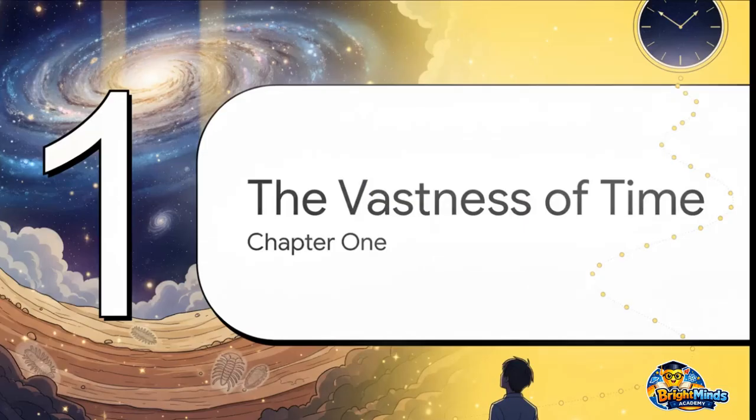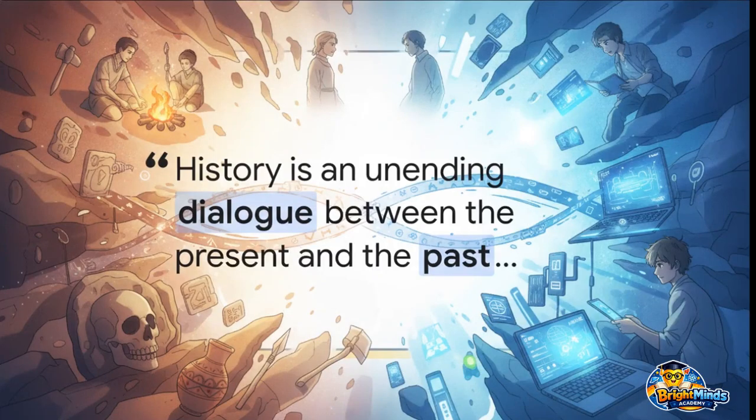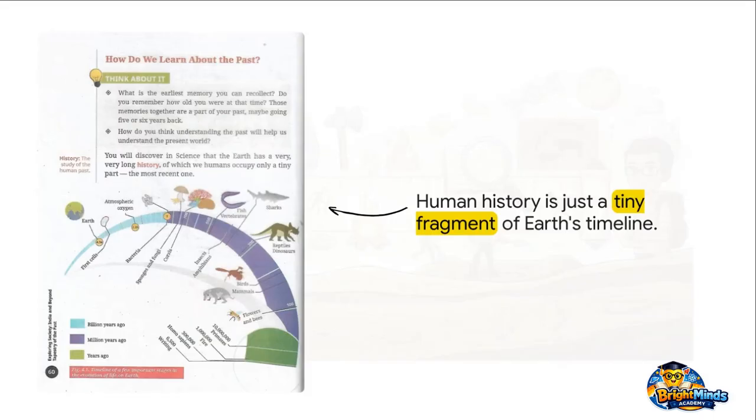The Vastness of Time. Before we can track the human story, we really have to wrap our heads around the sheer scale of it all. The famous historian E.H. Carr once noted that history is an unending dialogue between the present and the past. It's an active, ongoing conversation. We can only truly make sense of our modern world, like our current politics and our complex societies, by shining a light on the ancient roots they grew out of. So just how deep do those roots actually go?